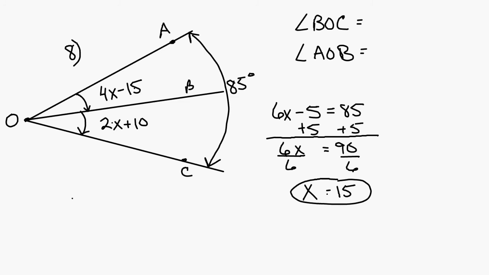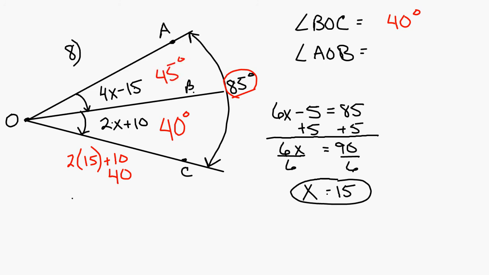So to find BOC, we're going to do 2 times 15 plus 10. And what's 2 times 15? 30. Plus 10? 40. All right. So BOC is 40 degrees. Now, if this angle right here is 40 degrees and the big angle is 85, what's the other angle going to be? A little louder? 45. Good. You don't have to do any math other than that. So there you go. AOB is 45.